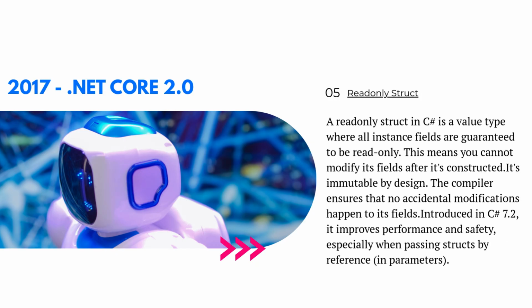A readonly struct in C# is a value type where all instance fields are guaranteed to be read-only. This means you cannot modify its fields after it's constructed. It's immutable by design. The compiler ensures that no accidental modifications happen to its fields. Introduced in C# 7.2, it improves performance and safety, especially when passing structs by reference, in parameters.